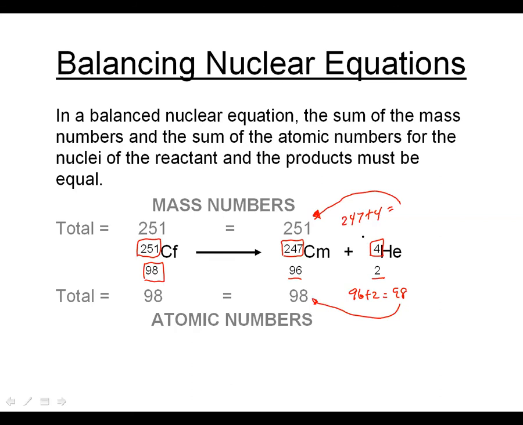This is also an alpha emission. The alpha particle here is on the product side. So again, that emission means that we will find this little particle here on our product side.